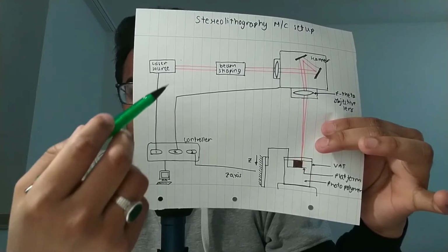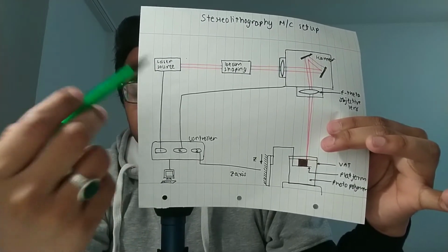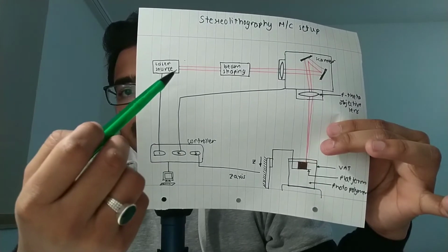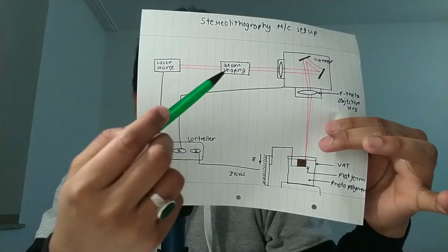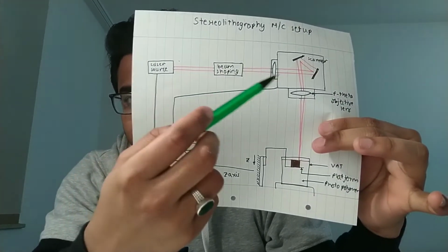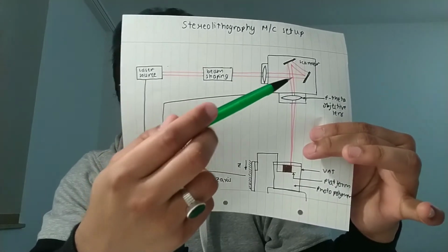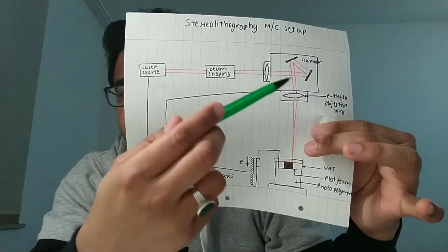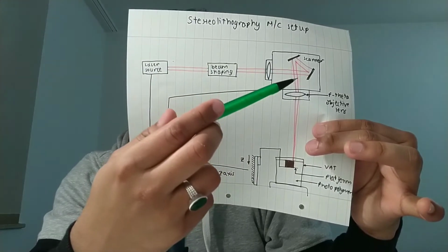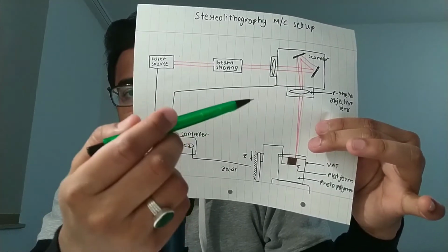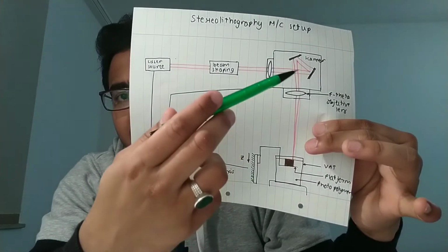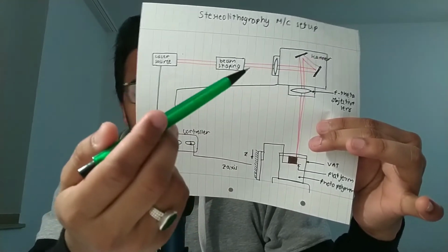The first part is connected to the laser beam source, which produces the laser beam, and this laser beam then travels into the beam shaping unit. After that, it enters into the scanner head. The scanner head consists of mirrors. These mirrors are responsible for deflecting the laser beam into the working area. This is the working area, and these two mirrors deflect the laser beam accordingly.